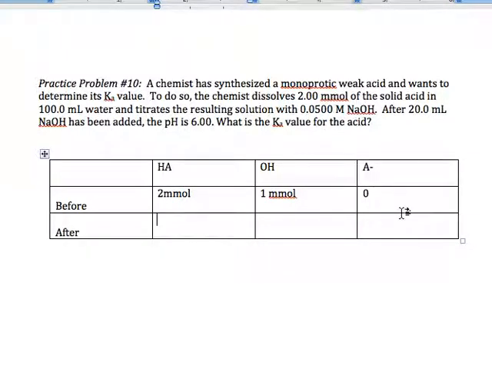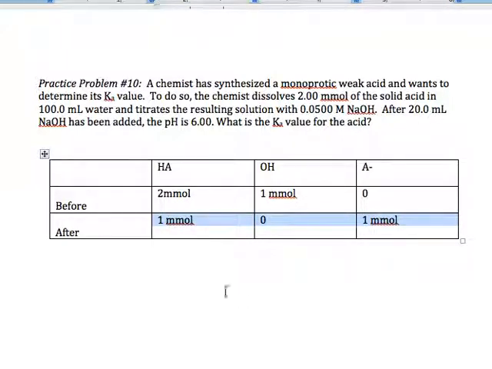And this is not unlike that previous problem that we did. My hydroxide is limiting, so I'm not going to have any of that left. But I'm going to use half of the acid. So I'm down to 1, and I'm going to make 1 millimole of the conjugate. This is my halfway point.